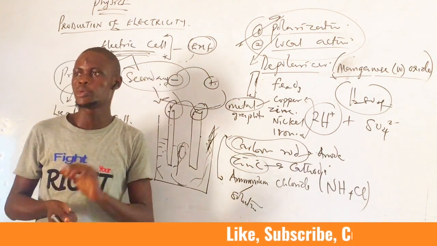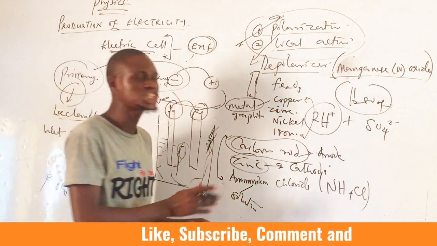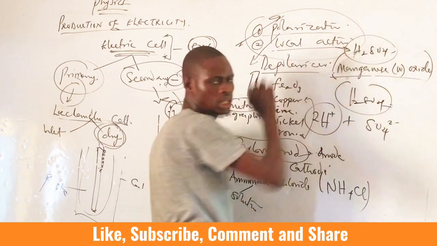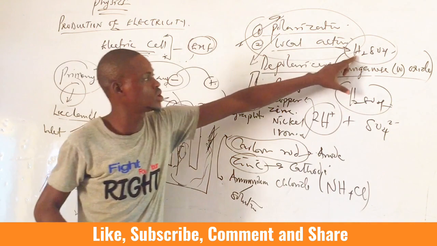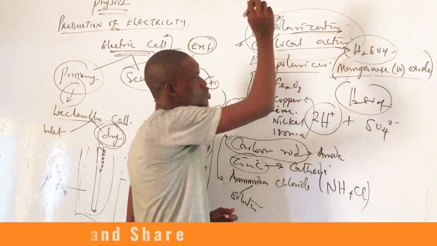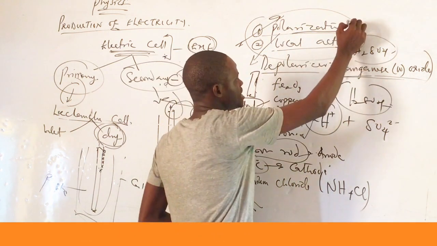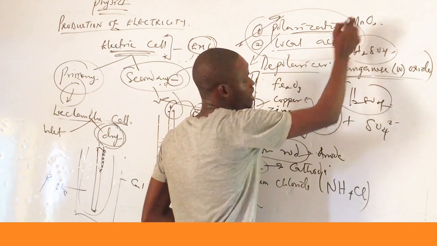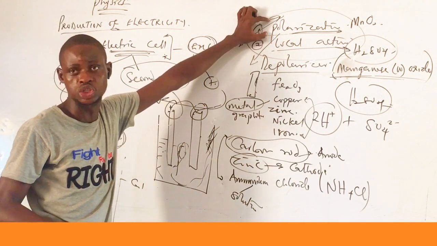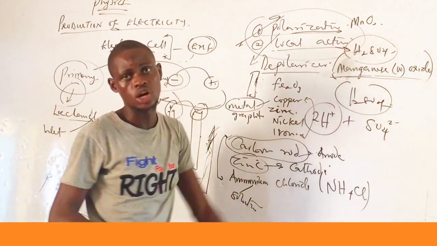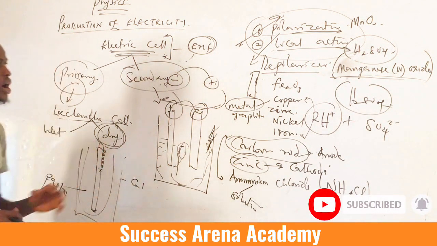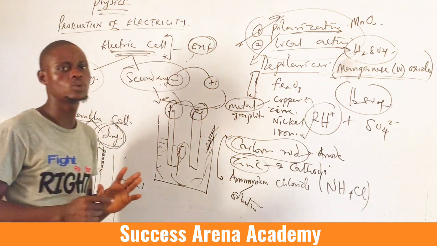So this thing can easily be prevented. We can prevent local action by washing the surface of the zinc with what? H2SO4. Local action can be prevented using H2SO4 to wash the surface, while polarization can be prevented using a depolarizer, manganese(IV) oxide, MnO2, or by brushing the plate. It can be used to prevent polarization and local action by the usage of H2SO4 to wash the surface, all together.